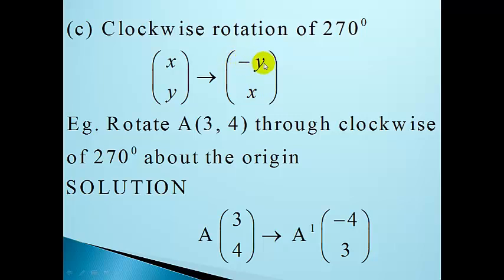That means that you negate the y coordinate and it will take the position of the x, and the x remains the same, but it will take the position of the y. So xy maps to minus yx.